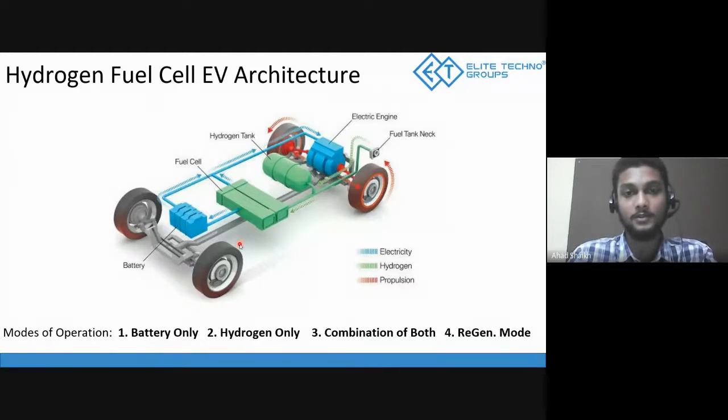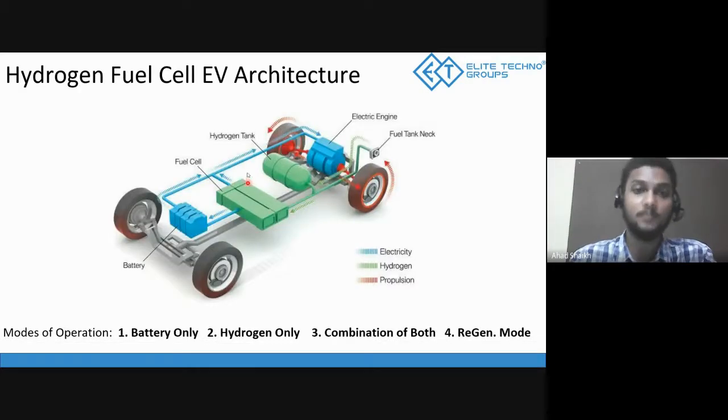Okay, so we'll move ahead. Sir, currently, how are the electric motor and engine connected? There is no engine in a fuel cell electric vehicle. It's completely battery and fuel cell operated. Hydrogen fuel cell and battery.